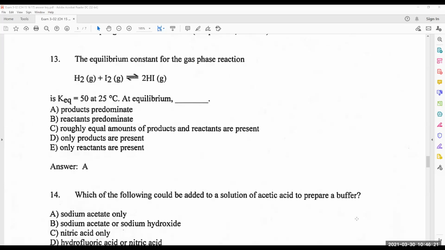So for that equilibrium constant to be greater than 1, we have to have a lot of product, right? If we have a lot of reactants, it'll be less than 1. So the answer to this is products predominate. 50 is a pretty good size number, well above 1. So you have a predominance of the HI.